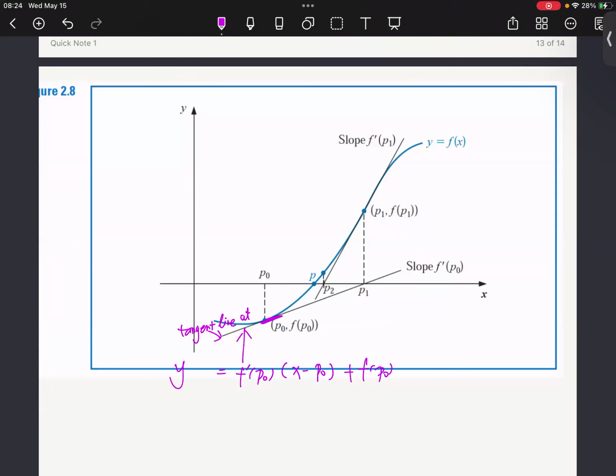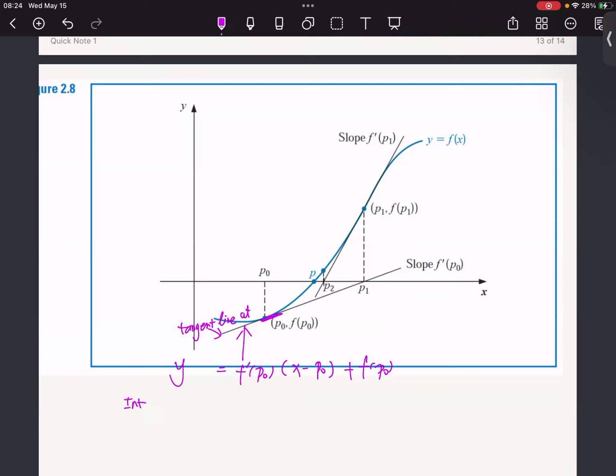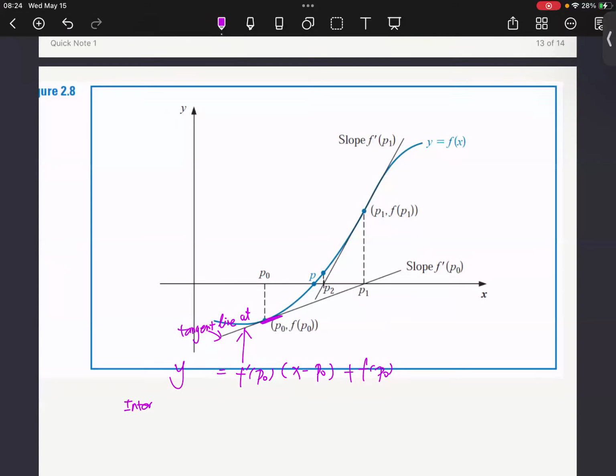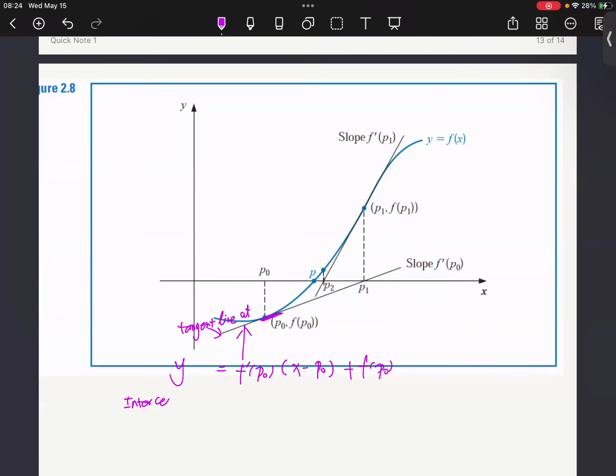And let's see what the intersection at the x-axis is. The x-intercept: we solve by letting y be 0, and then it equals f prime at P0 times x minus P0, plus f at P0. And let's solve for x, and we get this.